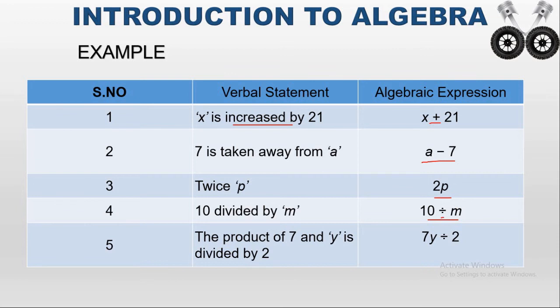The product of 7 and y is divided by 2. So product of 7 and y, product means multiplication. That is, you have to multiply 7 and y. That is 7y is divided by 2. Here you have to use the operator division. So 7y divided by 2.